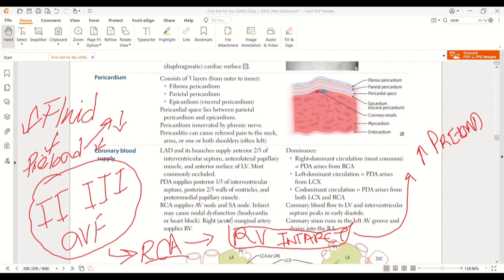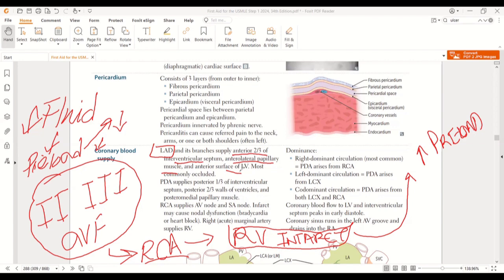So as we already discussed, the LAD, left anterior descending artery, is the most commonly occluded artery. This artery is most commonly occluded in MI, right? It supplies the anterior two-thirds of the interventricular septum, the anterolateral papillary muscle, and the anterior surface of the left ventricle, and it is most commonly occluded, right? So you have to remember these structures that are supplied by the left anterior descending artery.